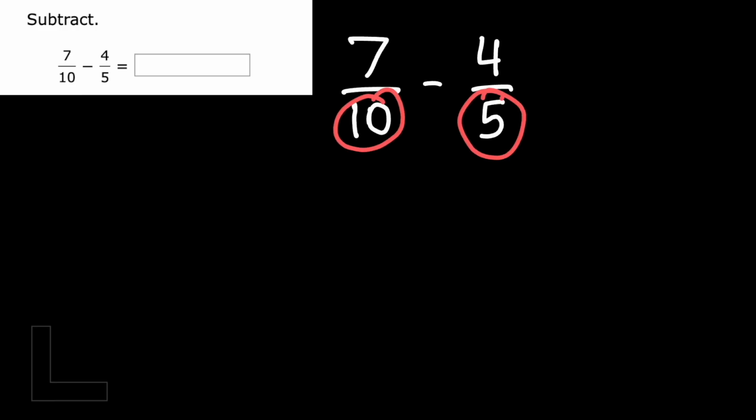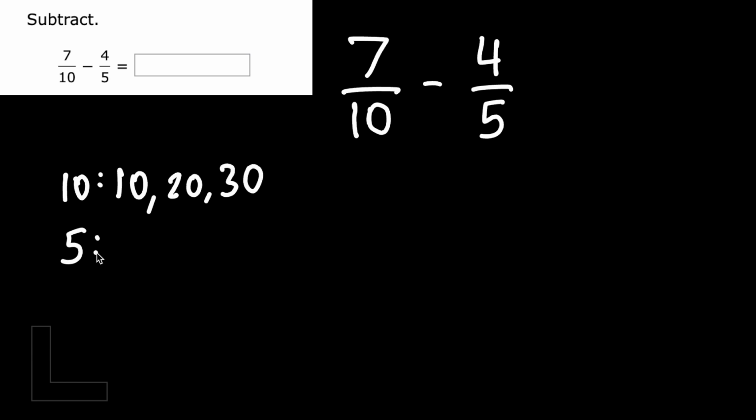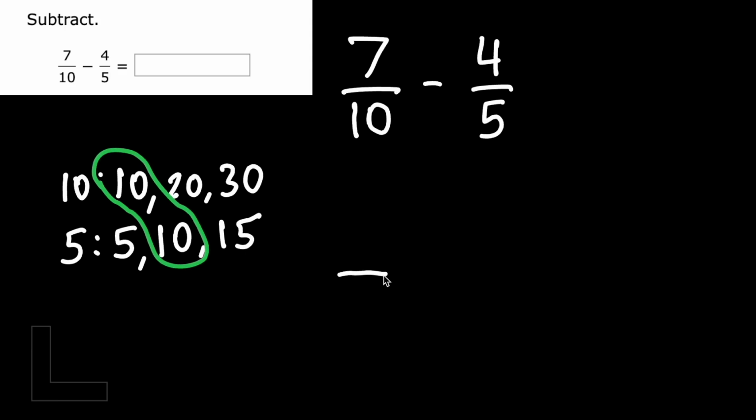In this question, notice that we have two different denominators, and remember that you can't add or subtract unless the denominators are the same. So instead, we need to find equivalent fractions. To do this, we start by listing out the multiples of each of our denominators, and we look for the smallest one that they have in common. In this case, our least common multiple is 10, so our two new fractions will have a denominator of 10.